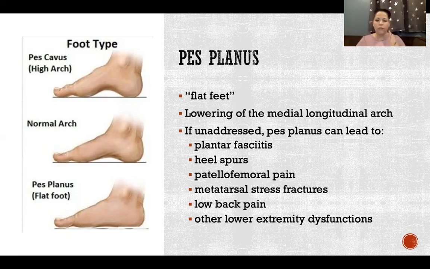So it'll cause the patellofemoral joint to track incorrectly, which will change the angle of the hip, which will put a lot of pressure in the back. So it can cause low back pain. And then it can also, as I just described, cause any kind of dysfunction along the whole lower extremity because everything has to adapt to the abnormal position of the foot.